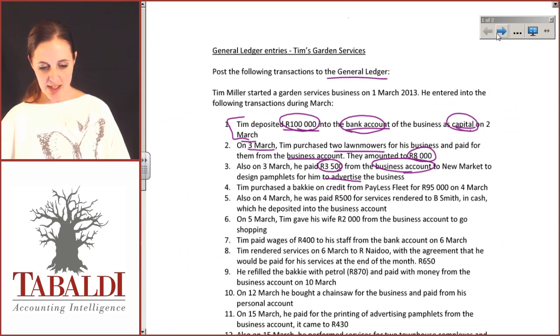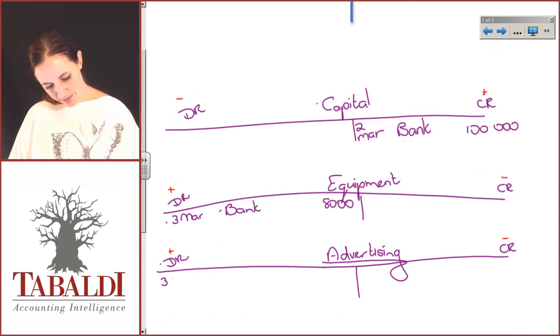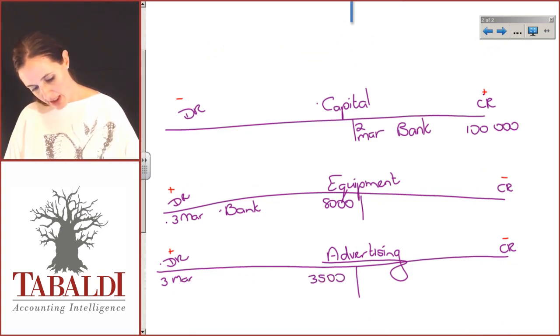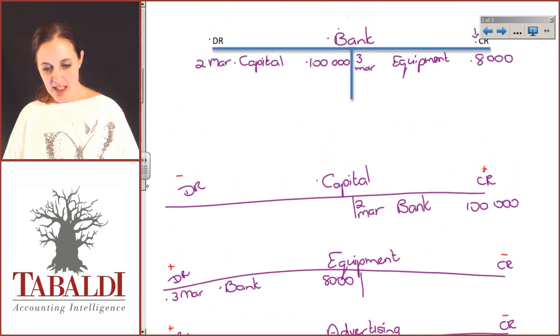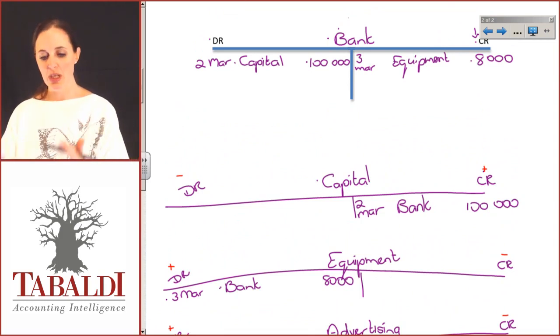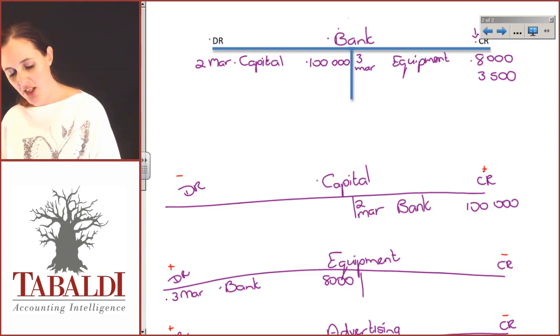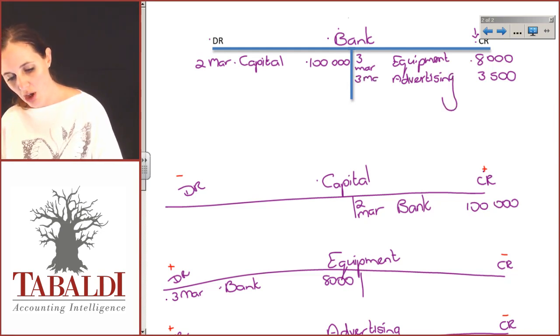What day of the month was this? It was on the 3rd of March as well. So on the 3rd of March, he paid 3,500 rand. It came out of the bank account. He paid for it from the bank account, and that means that we need to put it in the bank account. We have a debit in advertising, which means we need a credit of 3,500 rand. For every debit, there's a credit. This was for advertising. You'll find the other half of the transaction in the advertising account. And this was also on the 3rd of March.